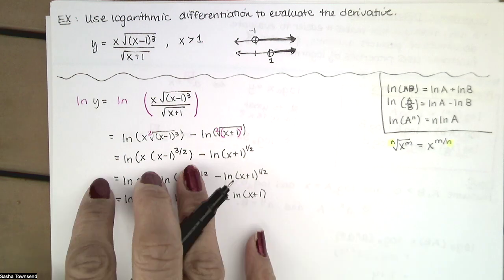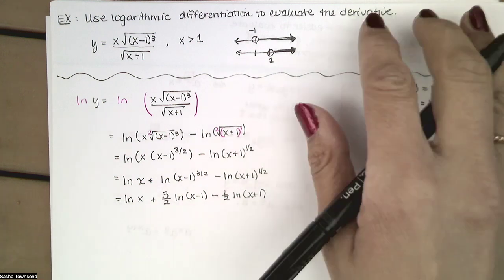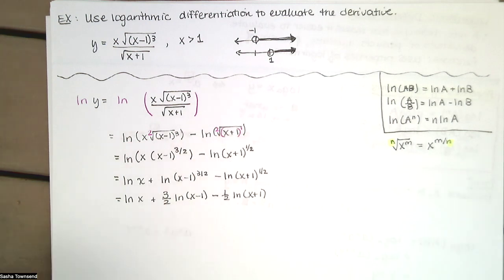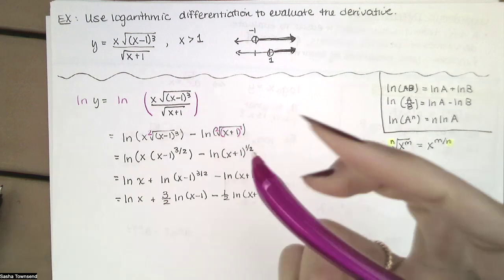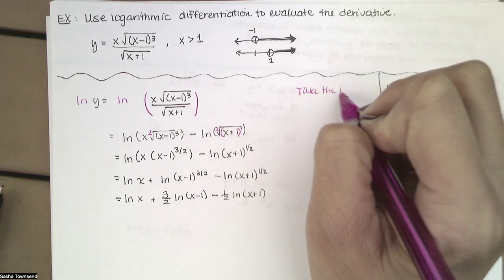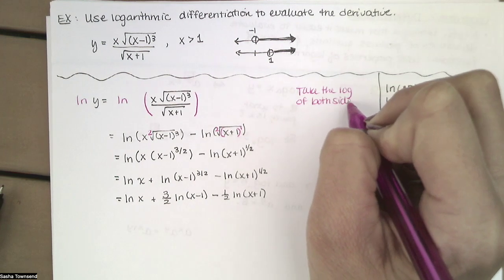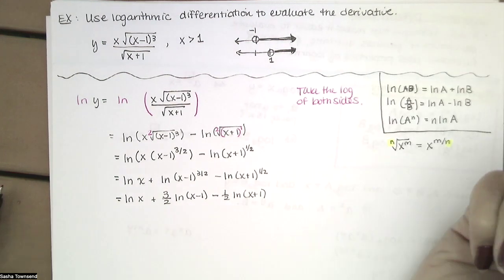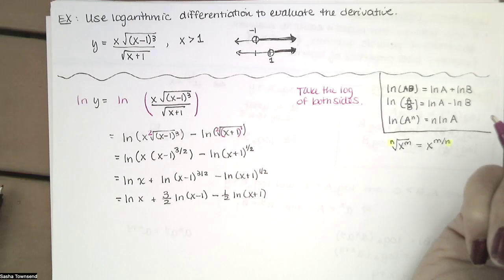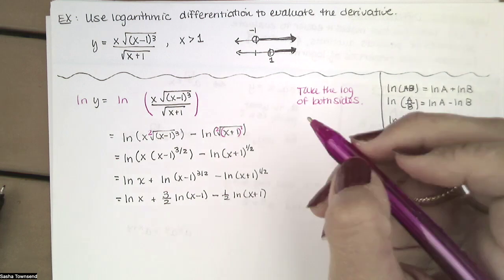So now I know that natural log of y is equal to this, and now I'm ready to compute the derivative of this. So what we do with logarithmic differentiation is we simplify, we take the log of both sides. Let's write this down. And you can use any base you want. I usually use the log base e, natural log. And then you're going to use log properties to simplify.